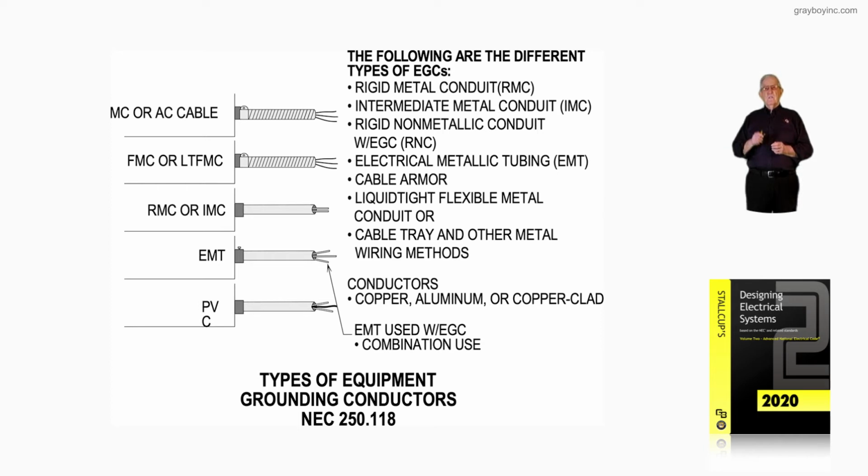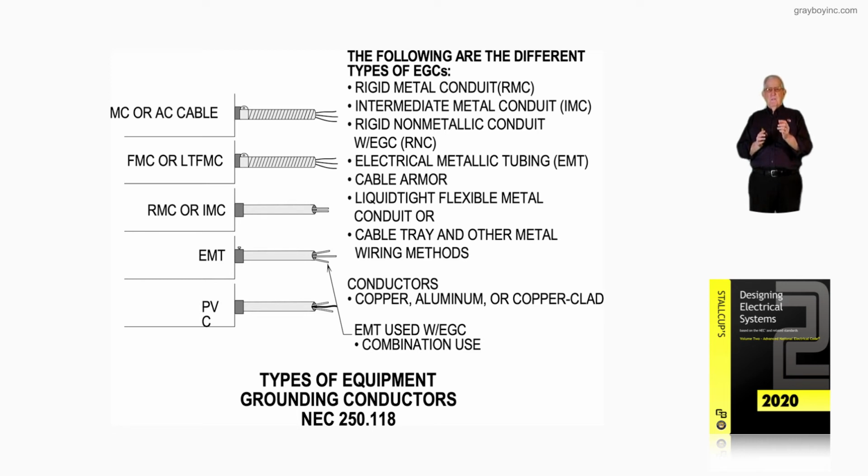And then notice at the very bottom of the illustration, we show EMT used with an equipment ground, and we have a combination use there. Basically speaking, rule of thumb, during a ground fault condition, 90% of a fault will be pulled over the metal conduit. 10% will be pulled over the equipment grounding conductor, or through it, however you want to say that. But that's with everything installed properly. All tight connections are made and so forth.